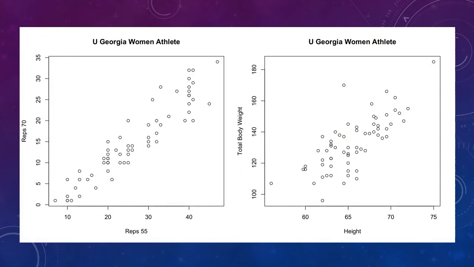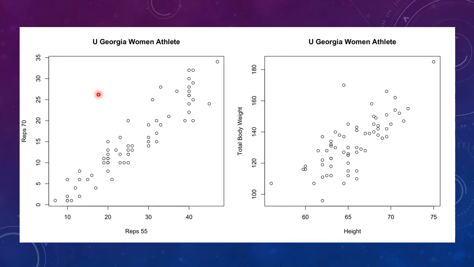This depends on the strength of the association between two variables. For variables that are very strongly associated, the explanatory variable will yield a very good prediction of the response variable. But for variables that are only weakly associated, a prediction of the response variable based on the explanatory variable will not be as precise. For example, compare these two graphs for the University of Georgia women athlete. On the left, we have the number of repetitions at 70 and 55 pounds, and on the right, we have the athlete's total body weight versus their height.